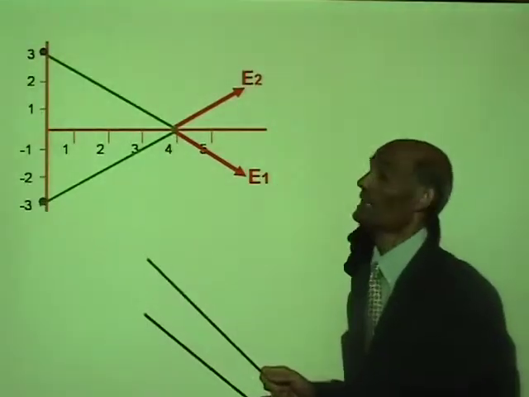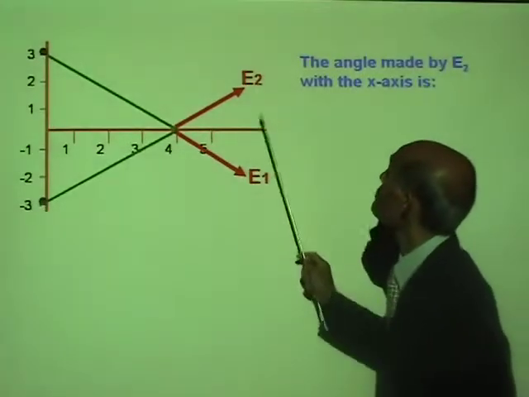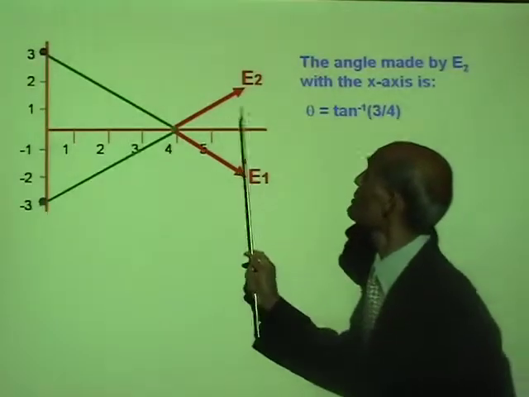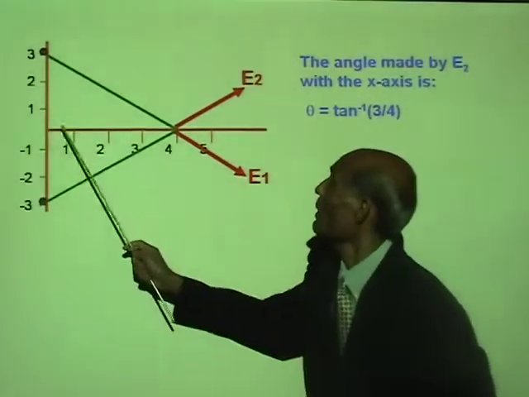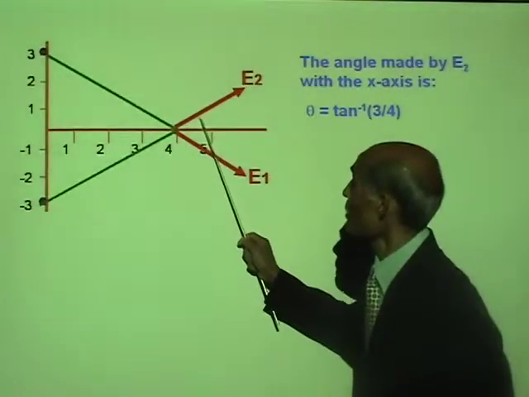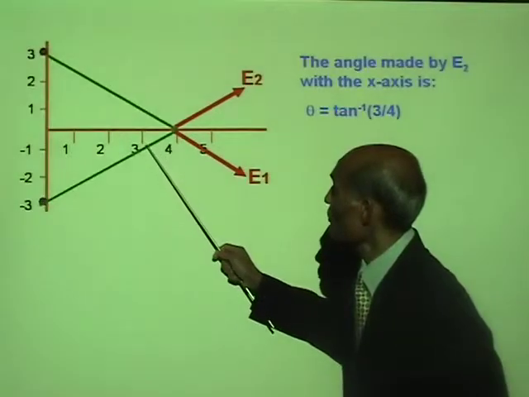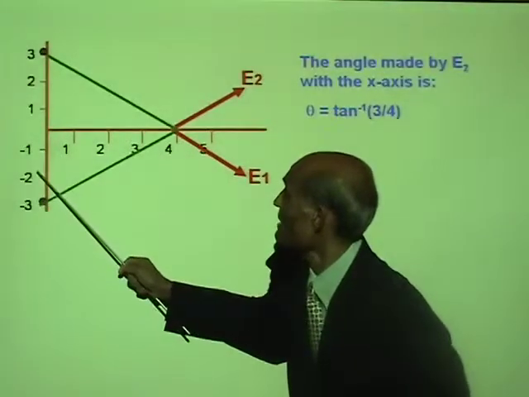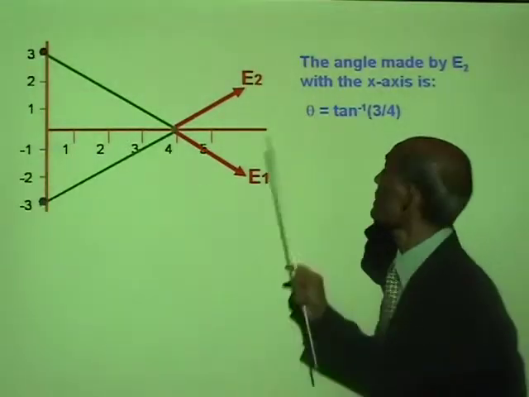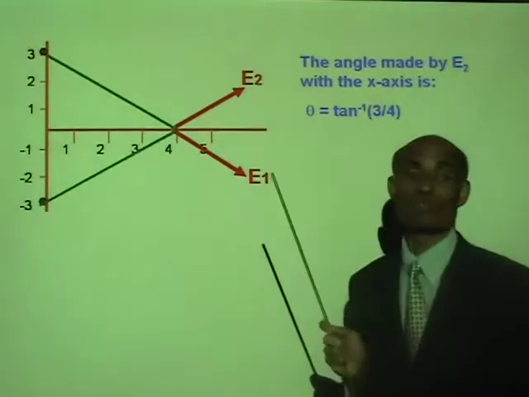Come over here, let's find the angle. The angle made by E2 with the x-axis is theta equal to tan inverse of 3 over 4. Remember, this angle is the same as this angle. Tangent of this angle is opposite side, that is 3, divided by adjacent side, that is 4. Therefore, theta equal to tan inverse of 3 over 4.